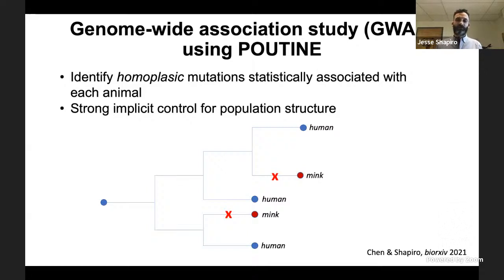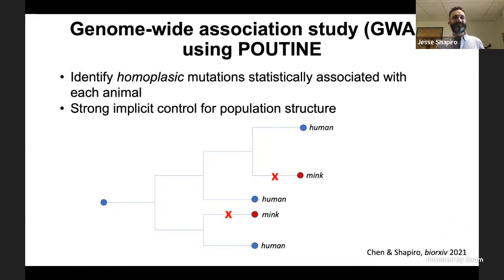Next, we did a genome-wide association study to identify mutations that are associated with each animal. We used a method called Poutine, which was named by a PhD student, Peter Chen, who just graduated. He developed this method, which is in bioRxiv, and you can check it out. It is not an acronym. It's just named after a favorite snack food here in Quebec that you should come and try, which is French fries with cheese and gravy. It's really good in the winter, but has nothing to do with genome-wide association studies, other than maybe that it's great and works really well.